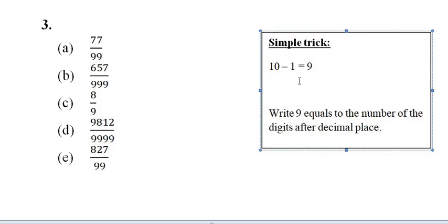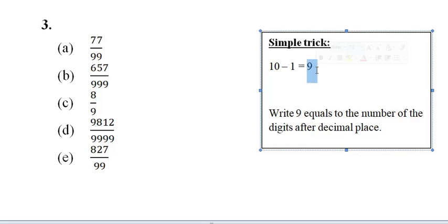Okay, so what is it? In all the questions, in this type of question, write the fractions for the following recurring decimals. So in this type of question, whatever the question, you just do this trick. Just 10 minus 1. How much will it be? It will be 9. Okay, 10 minus 1, it will be 9. So this is a trick. You must understand this.